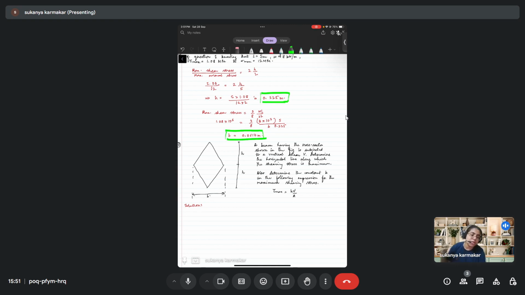How do we maximize a function? We'll equate its derivative to zero, and at that point we can judge whether the function is attaining the maximum value or the minimum value. And also we have to determine the constant k in the following expression for the maximum shear stress, where you have the expression of the format tau max is equal to k times V by A. V by A is basically the average shear stress. So we'll have to calculate the value of the parameter k. So this is how you can approach the question.